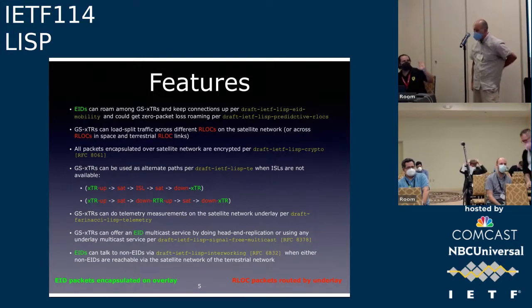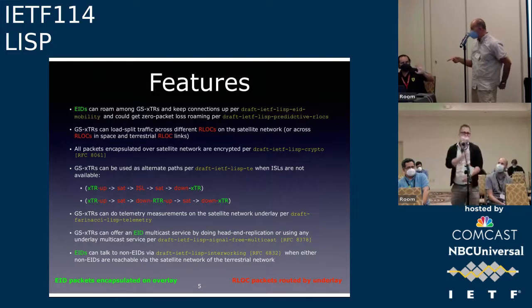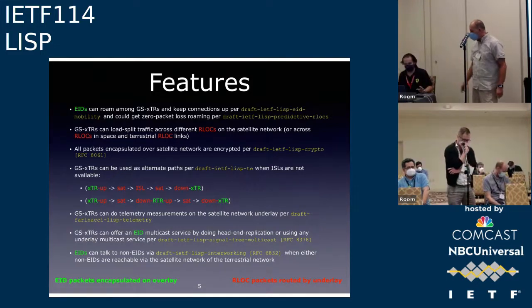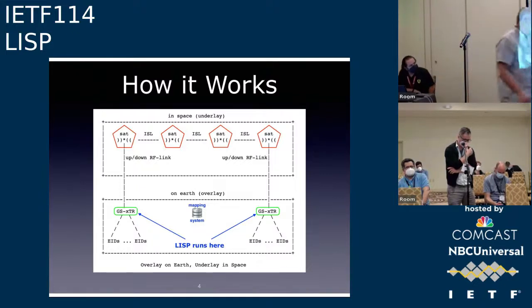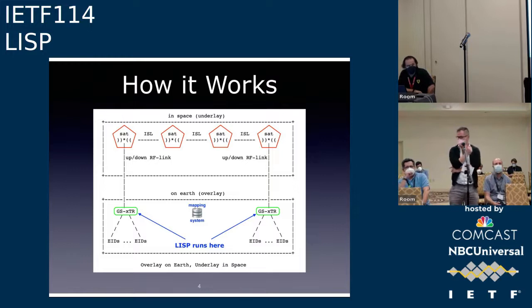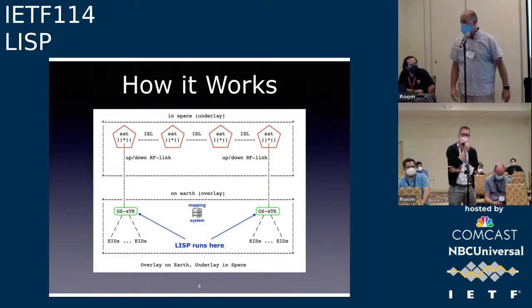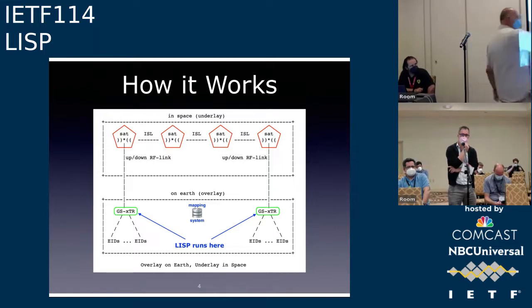I'll show you what I mean. I understand your question. So, could you go to the diagram? Like here. Okay, yeah. So let's say this XDR has an RLOC that's always reachable via the satellite. That XDR on the right-hand side could have a terrestrial link that's also accessible on the ground. So there will be two RLOCs that you can load split your traffic over.